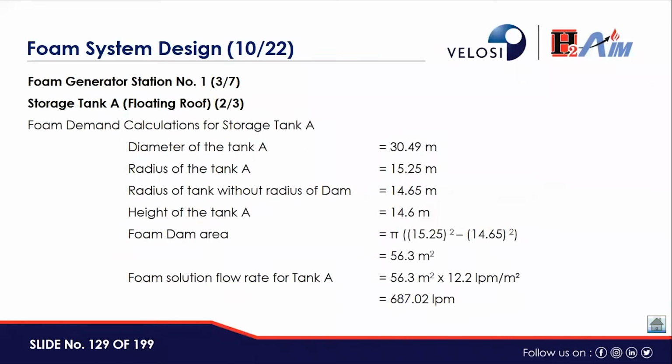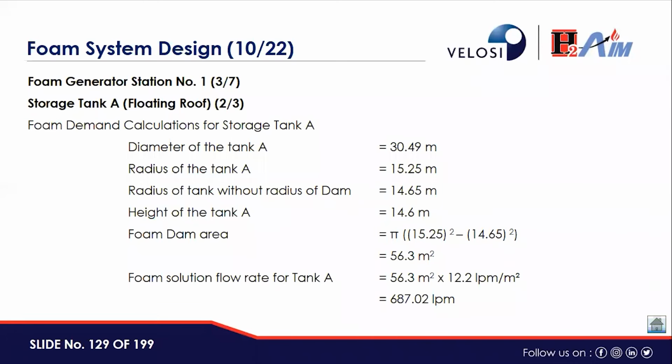So this was the foam demand calculation for storage tank A. Diameter of the tank was 30.49 meters. Radius was 15.25 meters. And then radius of the tank without the dam was 14.65 meters. Height of tank A, floating roof tank, was 14.6 meters. We calculated the area as pi into radius of the tank square minus radius of the tank without the dam square. We come up with 56.3 meters square.